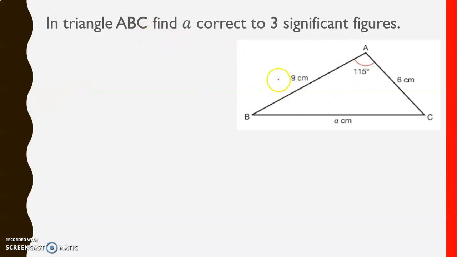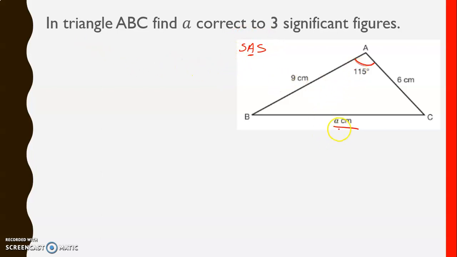Okay, so we have a case of a triangle. As you can see, it's not a right angle triangle, and we want to find the missing side A. Okay, as you can see, this is the case of side, angle, side. The angle is between these two because it has to be the included angle. Okay, this is what we do know.